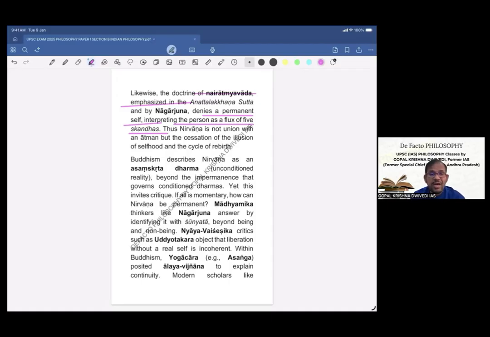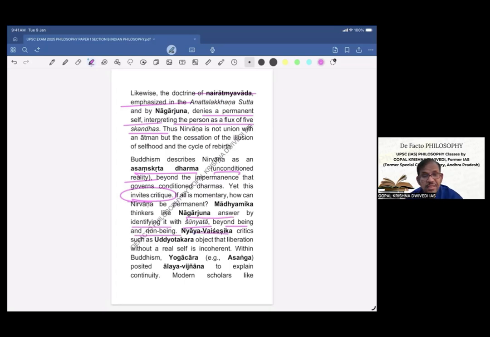Buddhism describes nirvana as an asamskrita dharma, unconditioned reality, beyond the impermanence that governs conditioned dharmas. Yet, this invites critique. So, there are a number of critics, and briefly, we will now mention the criticism also. If all is momentary, how can nirvana be permanent? Madhyamika thinkers like Nagarjuna answer by identifying it with sunyata, beyond being and non-being.